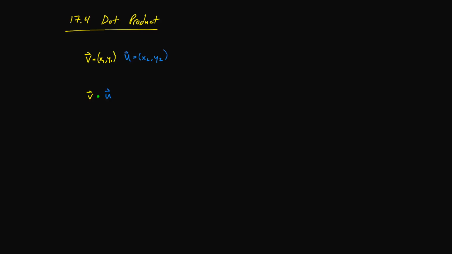Now you may have seen this as multiplication in the past, but from here on in we're going to be using a dot to signify only the dot product, which equals x1, so you take your x terms and multiply those together, plus your y terms that are also multiplied together. It doesn't matter which one you write first or second, but this is the way you would write the dot product.